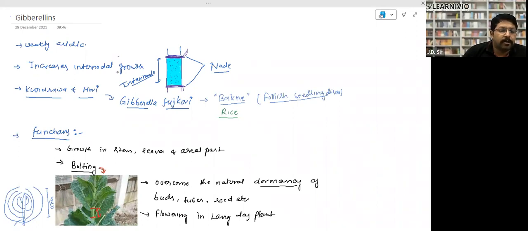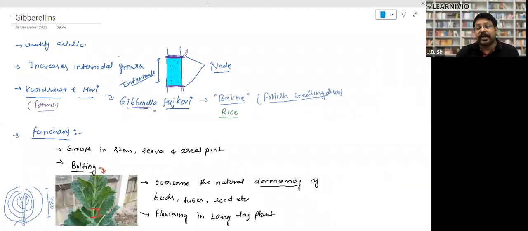Now, it was discovered by Kurosawa, right? So, who was Kurosawa? Kurosawa was a farmer. He was not a scientist. He discovered this in a fungus, and the name of that fungus is Gibberella fujikuroi. So, Gibberella fujikuroi is a fungus where gibberellin was discovered.